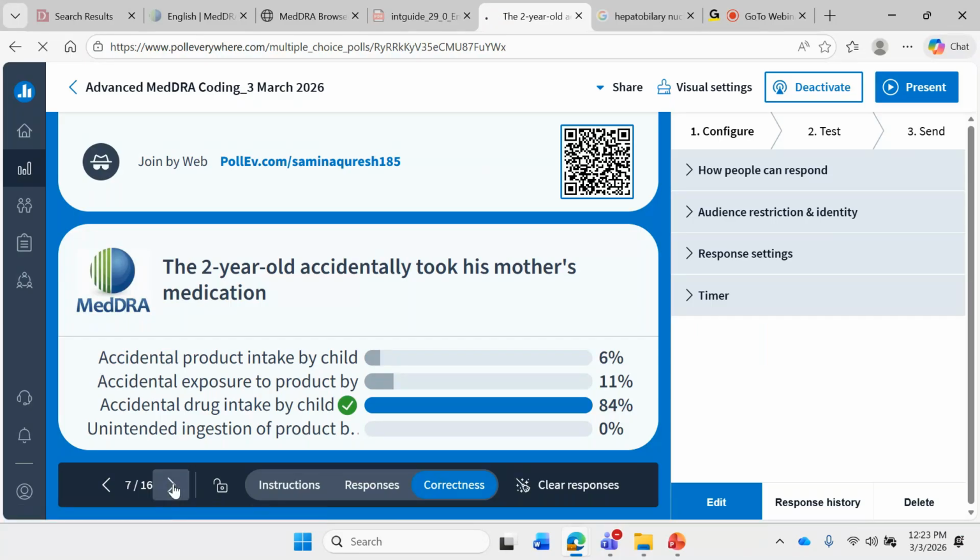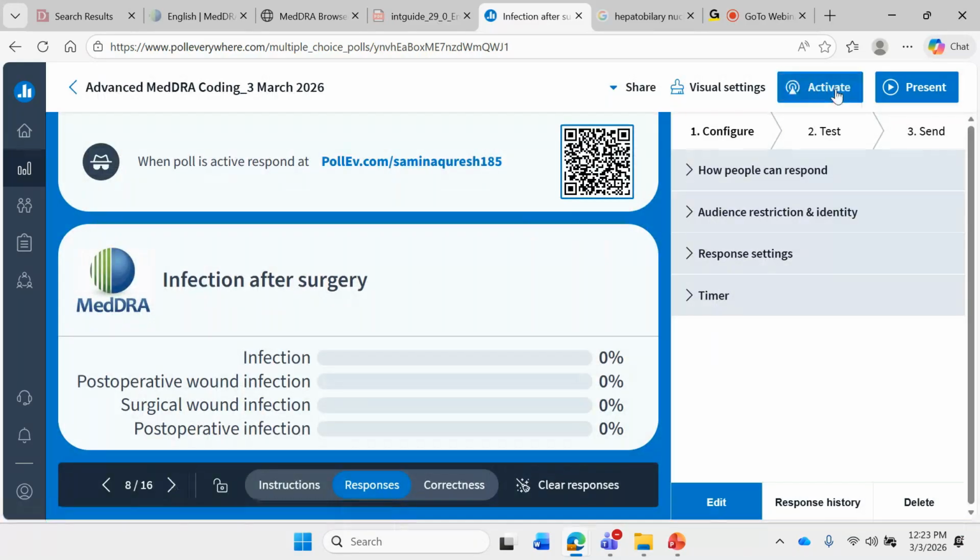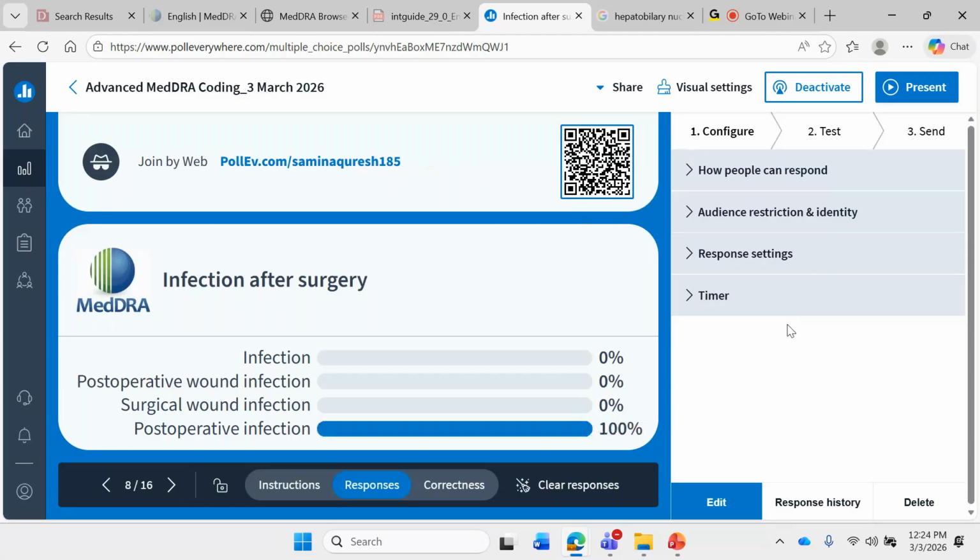Okay, so let's go to number 8. And 8, let me activate it for you. The only information we have is infection after surgery. Okay, so what would I say? Is it infection? Let's take everything that we have in a term that has everything that's reported. So it's saying infection after surgery.